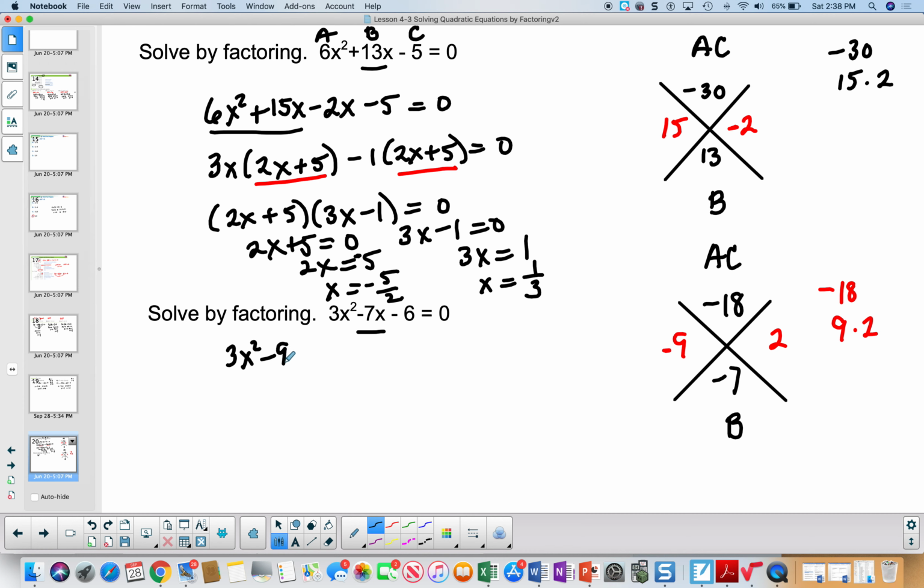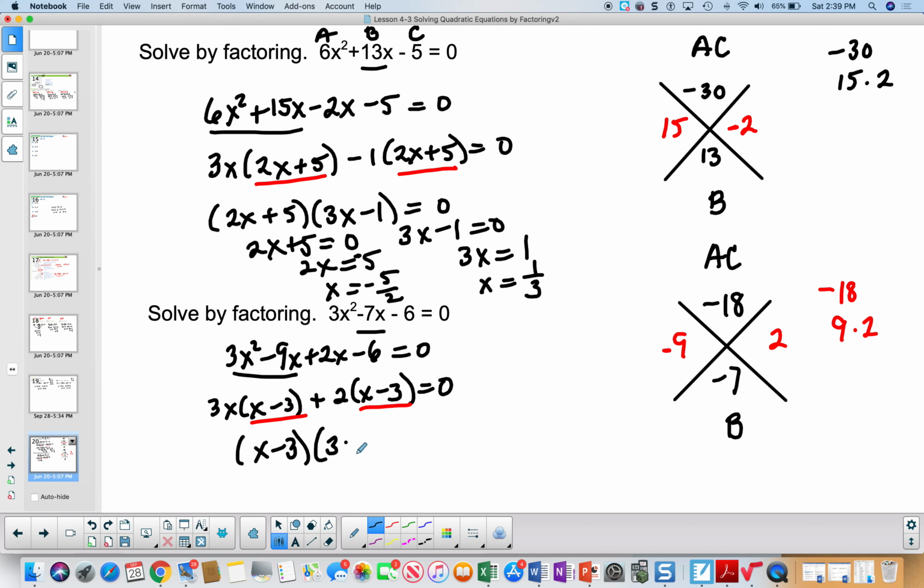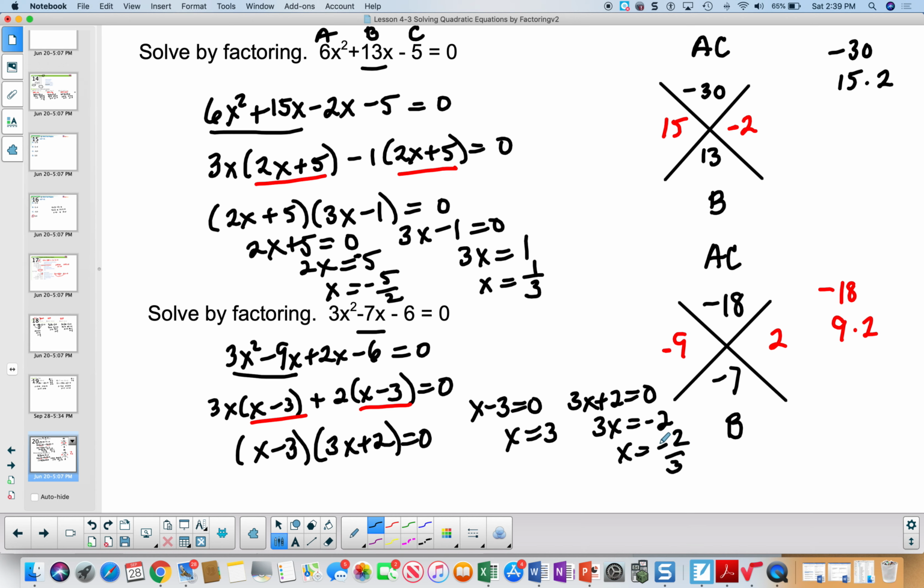All right, now I'm going to replace that middle term. 3x squared minus 9x plus 2x minus 6 is equal to 0. Greatest common factor, 3x, x minus 3. Greatest common factor is 2, x minus 3. You can see the binomial coming up. It's the same in both. So we can factor it out, x minus 3, and then 3x plus 2 equals 0. Now that we have factored, we're going to set them both equal to 0. And so x is equal to 3, 3x is equal to negative 2, x is equal to negative 2/3.